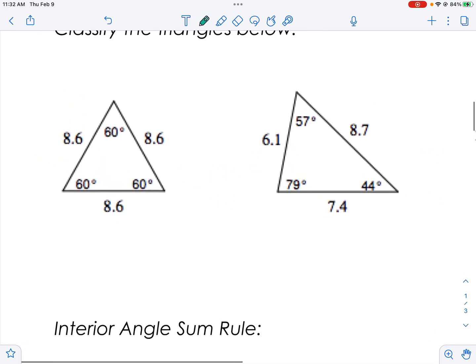Okay, so hopefully you paused the video. If I take a look at this first triangle, at first glance you might think acute because all of the angles are less than 90. But there's a more specific word that we could use for this. While all the angles are less than 90, they're all the same number. They're all 60 degrees. So I could call this equiangular.